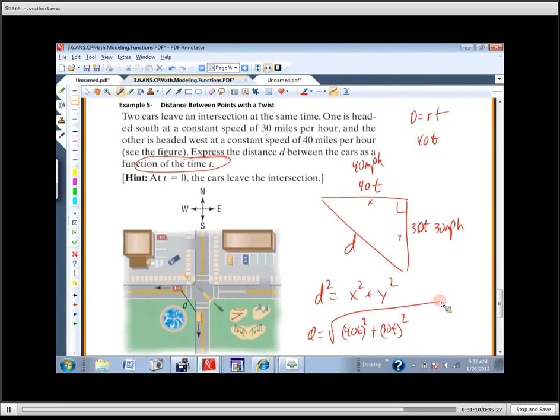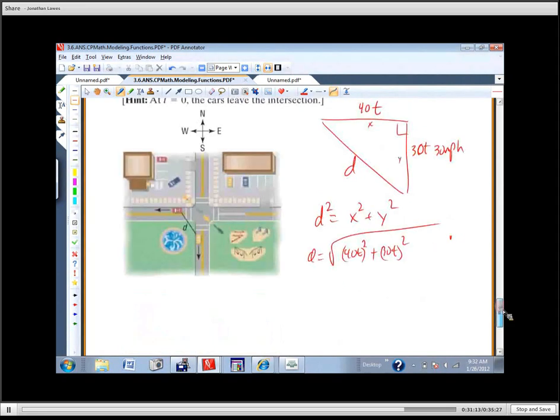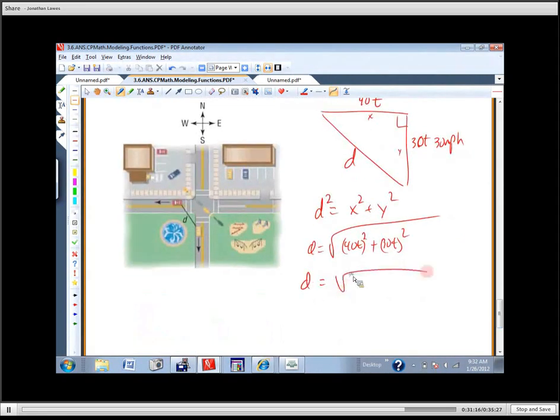Does that make sense? Okay. So here's what I've got. D equals the square root of 1600 t squared plus 900 t squared. Those I can put together. So that's going to be the square root of 2500 t squared, which is, what's the square root of 2500? 50. And the square root of t squared is t.